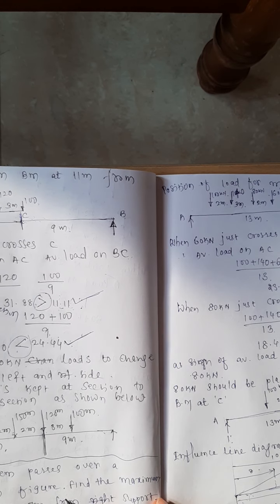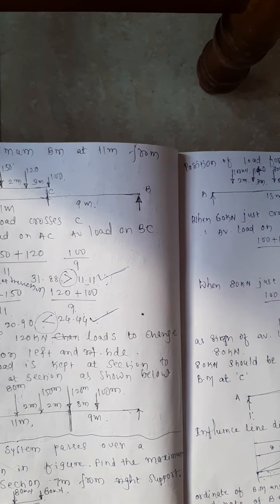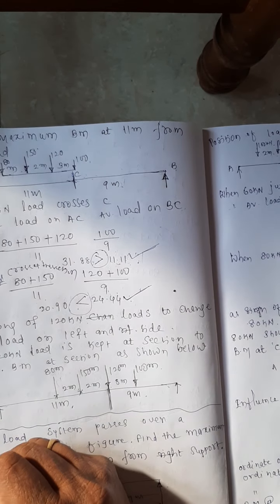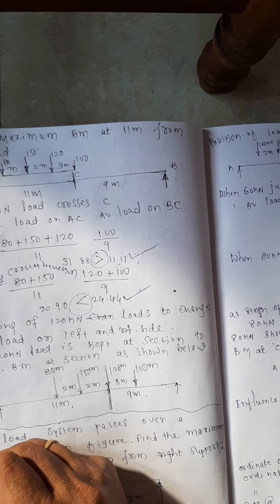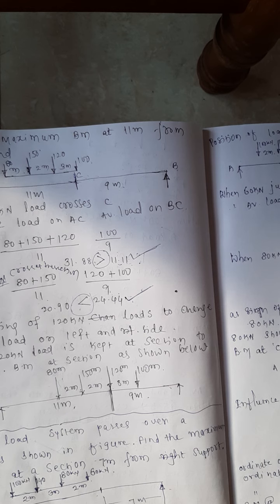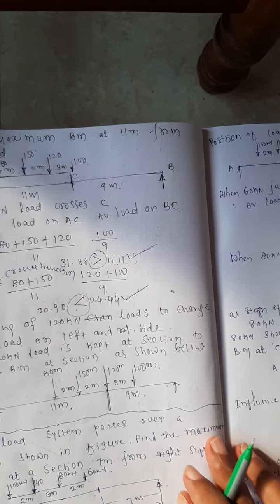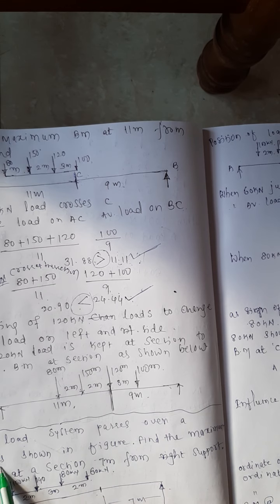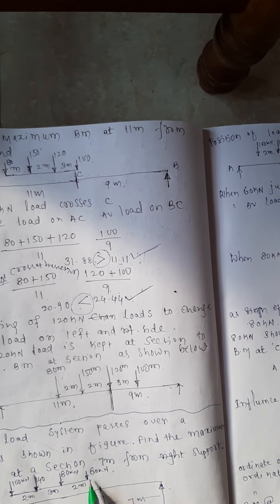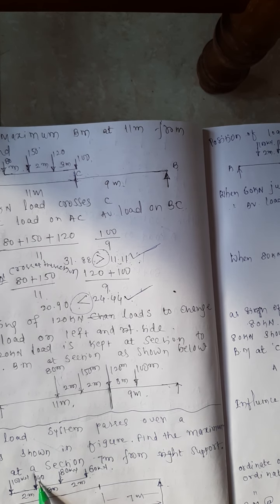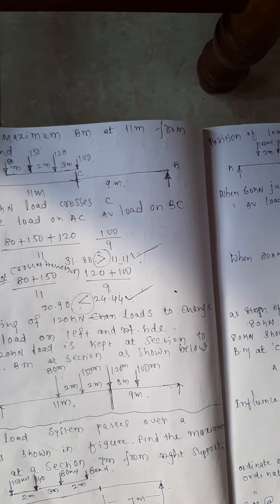Yes, see here. It is from a university question paper, VTU. He is repeatedly asking; just go through the old question papers. He will ask the maximum bending moment at a particular section, right? So, a given load system passes over a beam as shown in the figure. Here he has given 4 loads: 60, 80, 140 and 100 kilonewton. Is it all right?